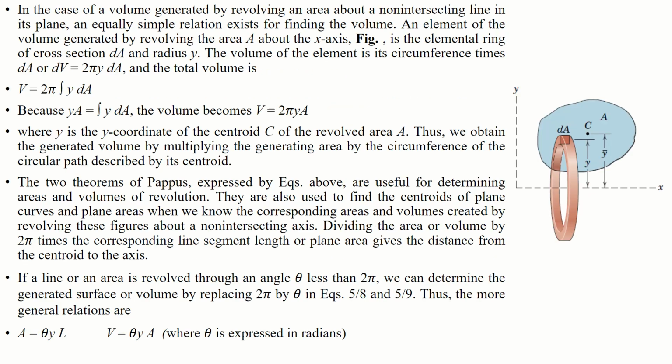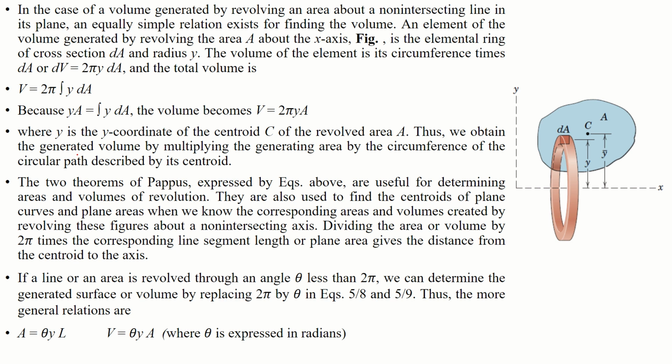Similarly, when we talk about volume, instead of using a line, we can use a cross-sectional area, that is dA. And you can use the same technique to find how this area is rotated about the x-axis. In this case, we are going to get a volume.